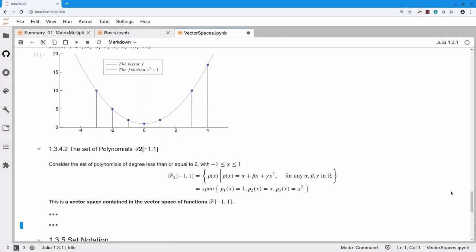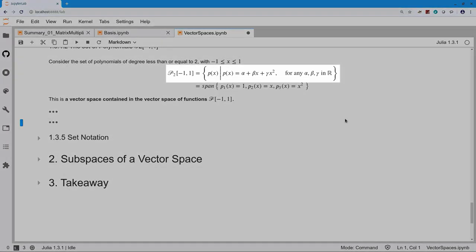Another example of functions that are vector spaces I get from polynomials. So here, I want to look at the set of polynomials of degree less than or equal to 2 on the interval minus 1 to 1, including the endpoints. The notation is script P, the subscript 2 is the degree of the polynomials, less than or equal to 2, and minus 1, 1 says the x values are going to range from minus 1 to 1, square bracket says endpoints are included. All functions that look like alpha plus beta x plus gamma x squared for any alpha, beta, and gamma.